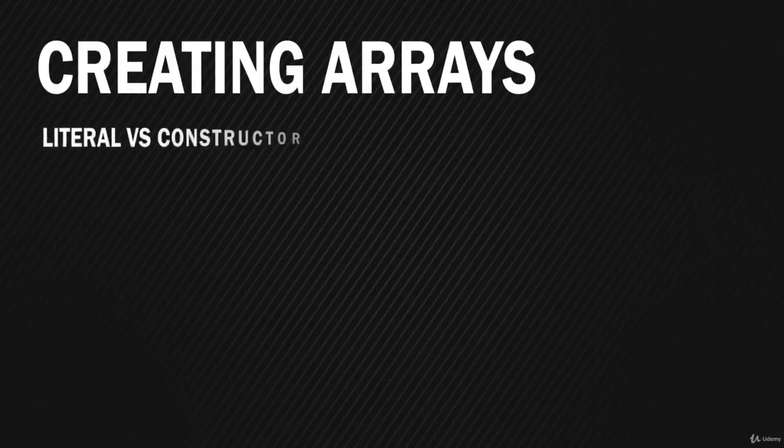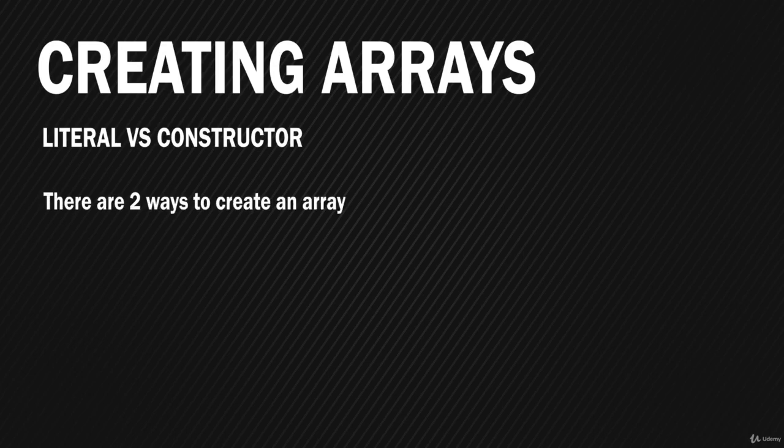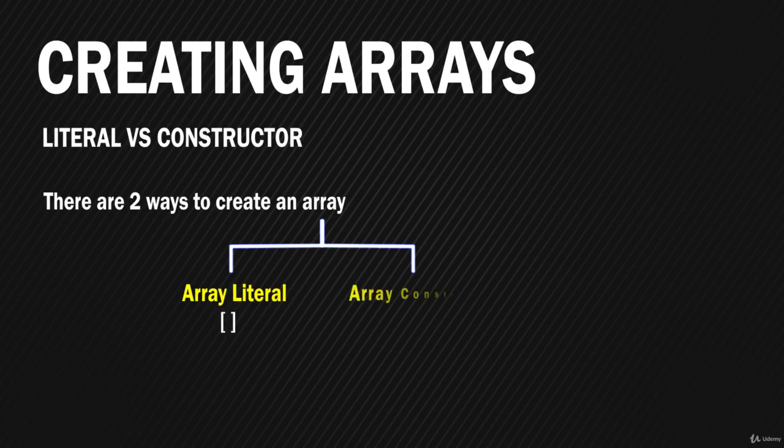And just as with objects, there is not only one way to create an array. But in general, we only look at two ways to create an array. We look at an array literal, and that's just using opening and closing square brackets. And the second way is to use an array constructor. And yes, we've got to use the new keyword there as well.